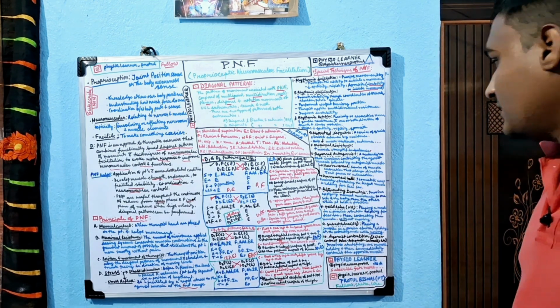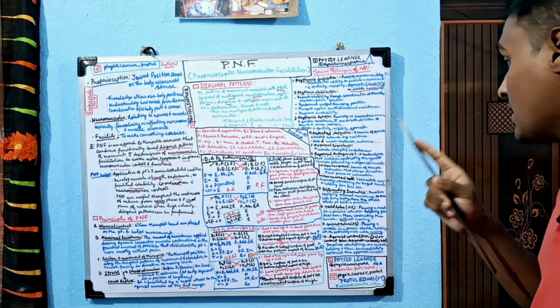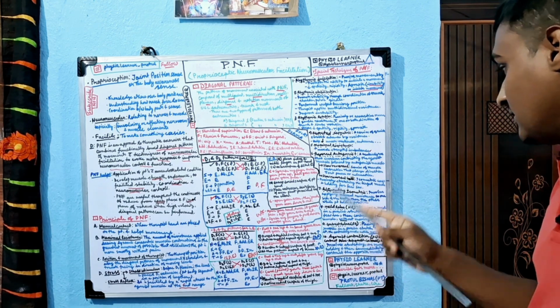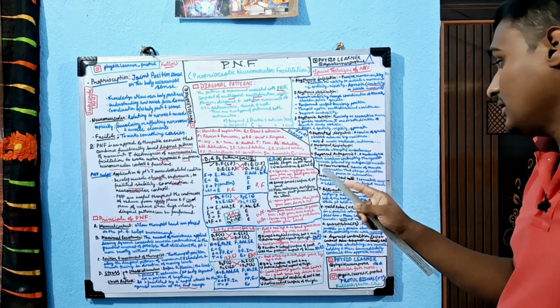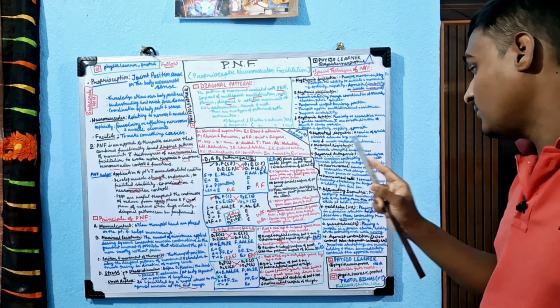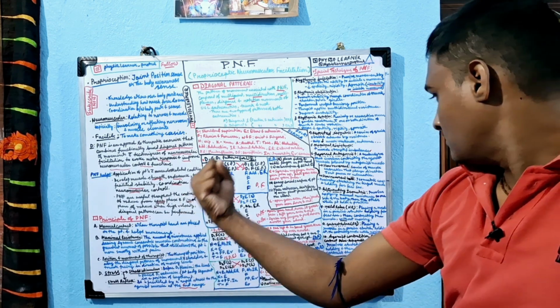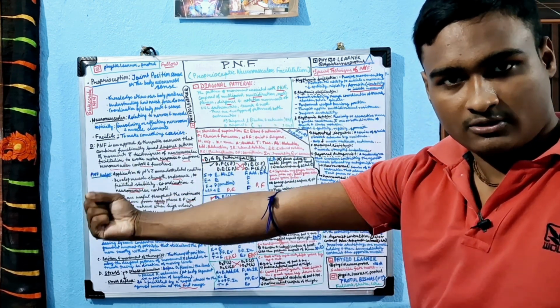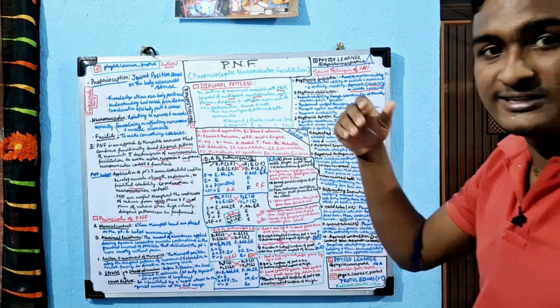What is reversal antagonist? The technique that involves contracting the agonist muscle followed by the antagonist muscle. This is the agonist muscle followed by the antagonist muscle. This is the reversal antagonist. There are mainly two types: slow reversal and slow reversal hold.